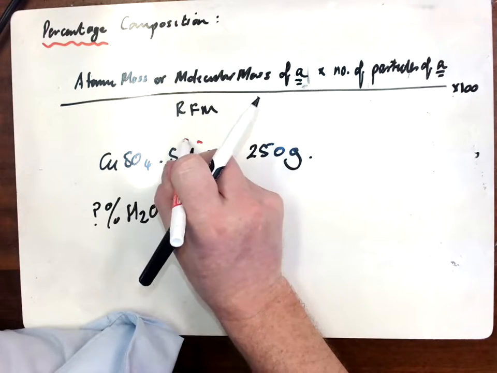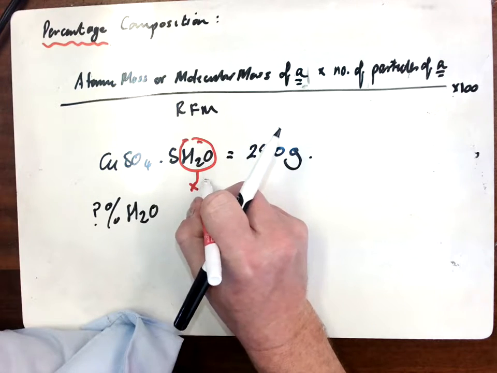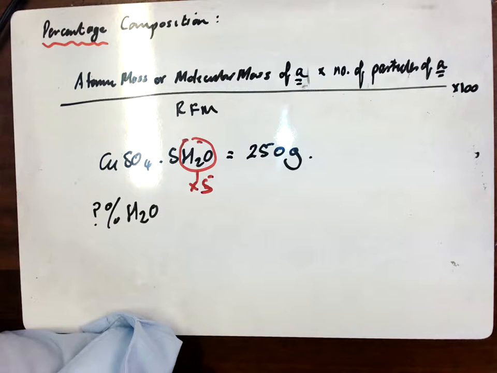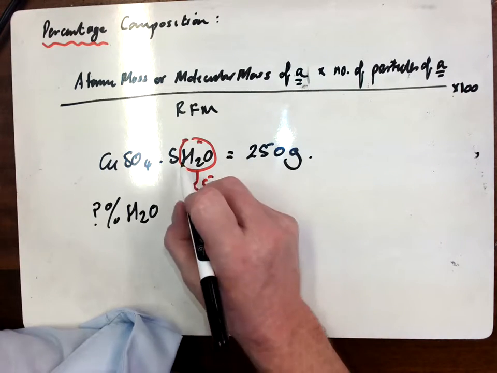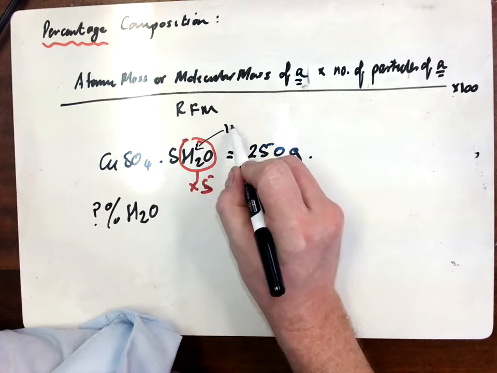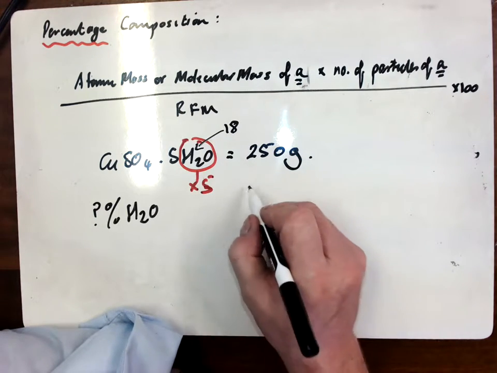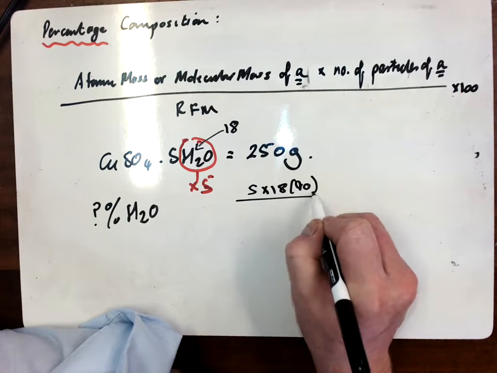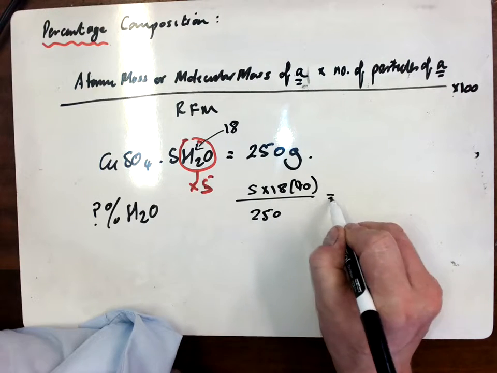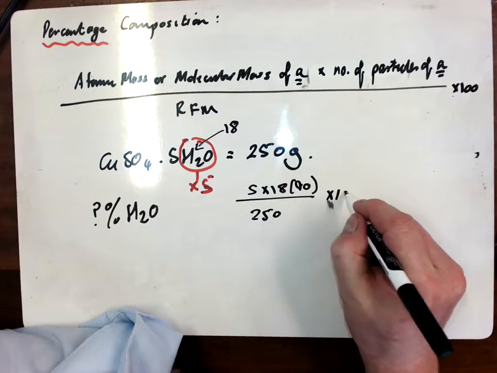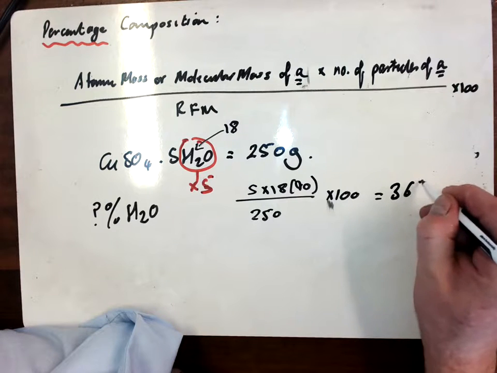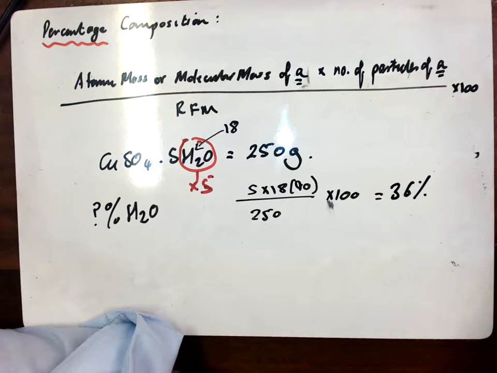So how many waters do we have? Well, the 5 applies to everything, the big 5, so we have 5 waters. Now, it's a good idea to know the RFM of water off the top of your head, guys. It's quite useful. Each water is 18, so we have 5 times 18, which is 90, over 250 times 100. So 90 divided by 250 times 100. We have 36% of that compound made up of water.